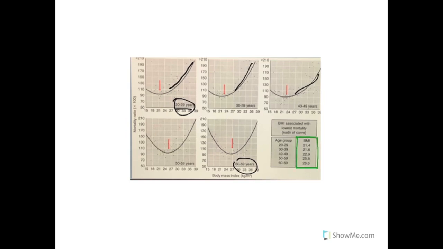In this area over here, this is obviously where we want to be in. The BMI associated with the lowest mortality, or at the bottom of the curve there, is anywhere from around 21 to 24 or borderline 25. So that's why it's important.